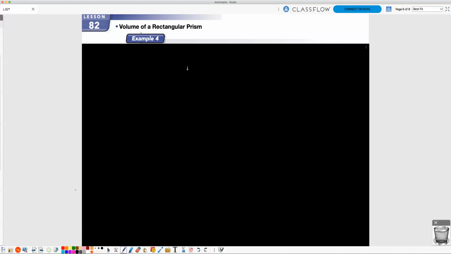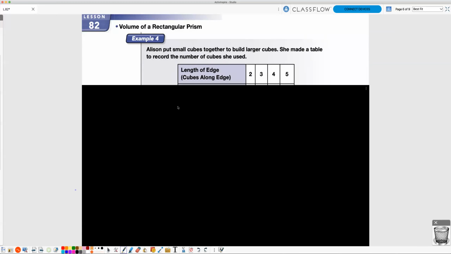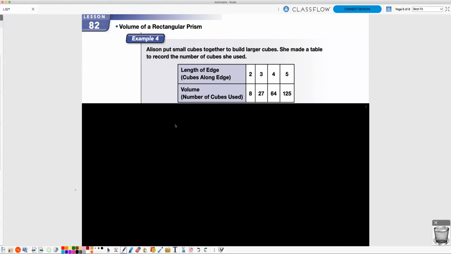All right, let's look at another example here. If Allison put small cubes together to build larger cubes, she made a table to record the number of cubes she used. So each length of the edge was 2 here. That meant the volume of the cube would be 8 units cubed. If the length of an edge was 3, it was 3 times 3 times 3, which ended up being 27. If it was 4, it was 4 times 4 times 4, which ends up being 64.